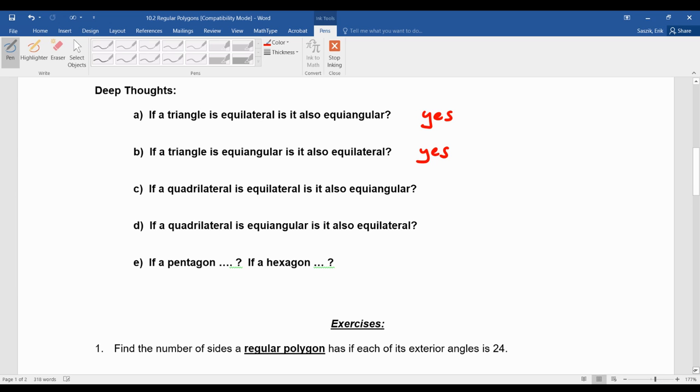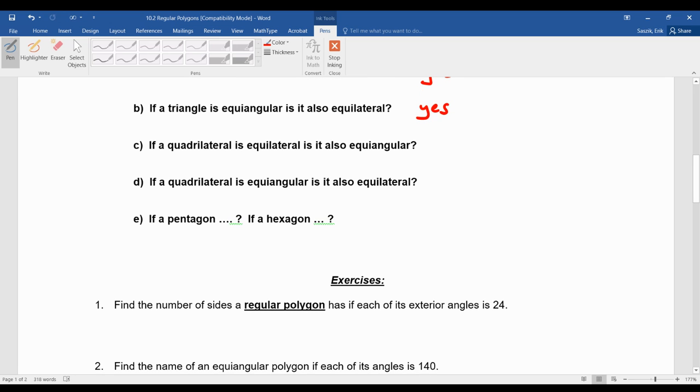That's yes. If a quadrilateral is equilateral, is it also equiangular? Clearly, that's a no, because an example would be a rhombus, right? And if a quadrilateral is equiangular, is it also equilateral? That's no as well, because a rectangle is equiangular but not equilateral.